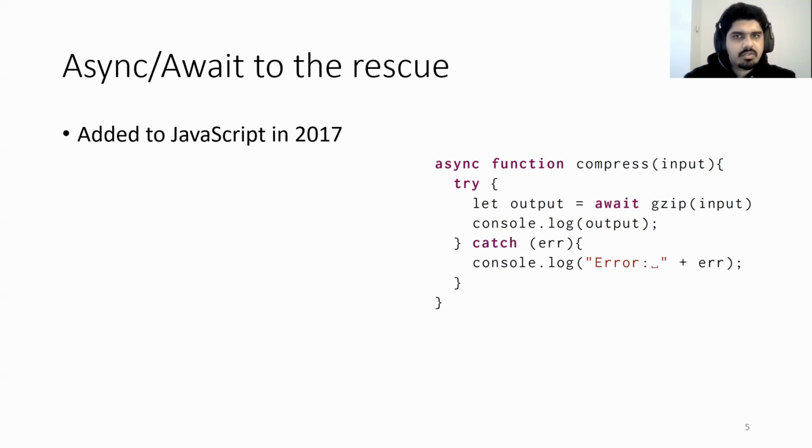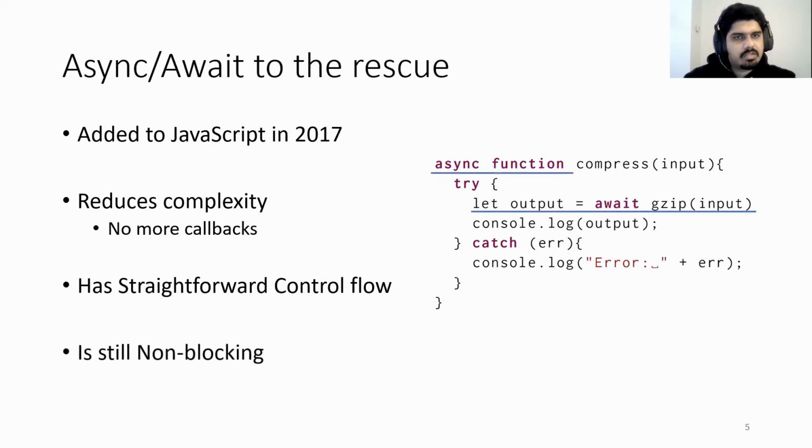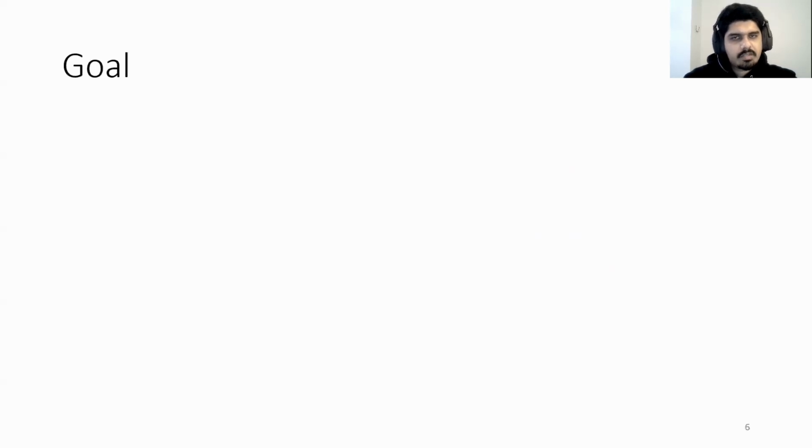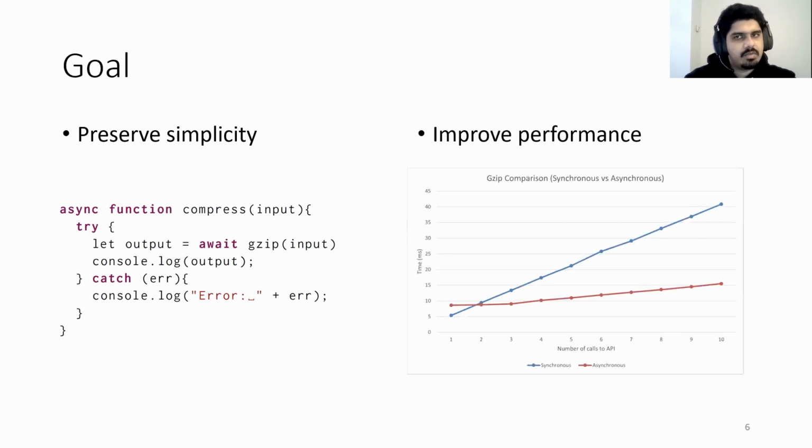Async await was introduced to JavaScript in 2017, and this reduces the complexity of implementing asynchronous APIs. We no longer require a callback function for it, and as a result, we have a much more straightforward control flow. And this makes the function non-blocking as well. So in a sense, async await gives us the best of both worlds: the simplicity of the synchronous APIs along with the performance benefits of an asynchronous API. And this brings us to the goal of our project, which is exactly what we've seen with the async await example: we want to preserve the simplicity of synchronous implementations while getting the benefits of asynchronous versions.